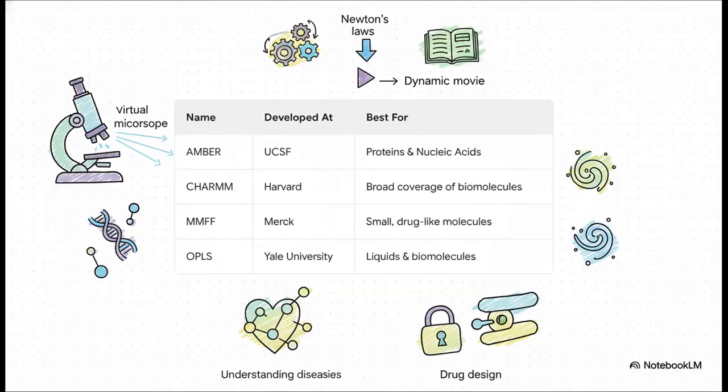So just to give you a feel for it, look at this. You've got Amber, which is the go-to for things like proteins and DNA. Then there's Charm from Harvard, which is a great all-arounder for biomolecules. And then you've got something like MMFF from Merck, which is built specifically for small organic molecules, the kind you find in drugs. So you see, you really have to pick the right tool for the job.